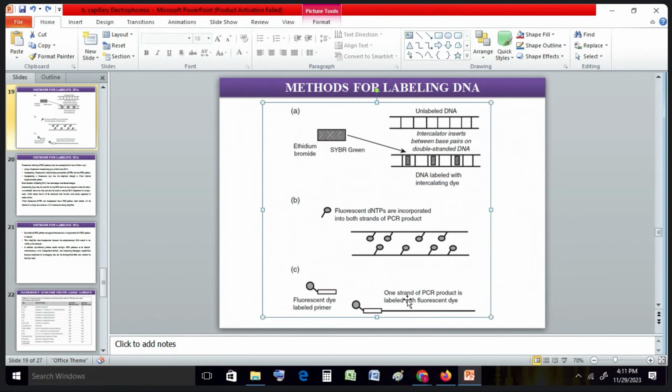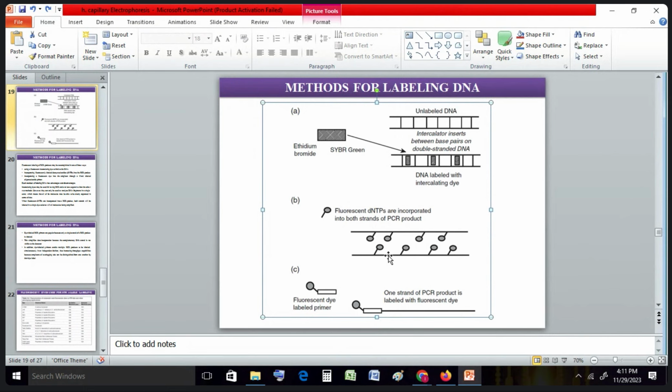What is good about this is you just have to order the fluorescent labeled primer and you don't have to worry about the product. But the disadvantage is, in the first one and the second one, the whole product is getting labeled by the SYBR Green or the fluorescent dNTP. So the intensity of the labeling in the first one and second one is very strong compared to the last one.